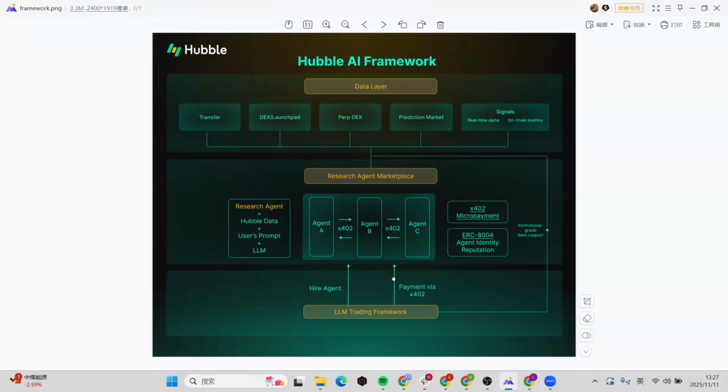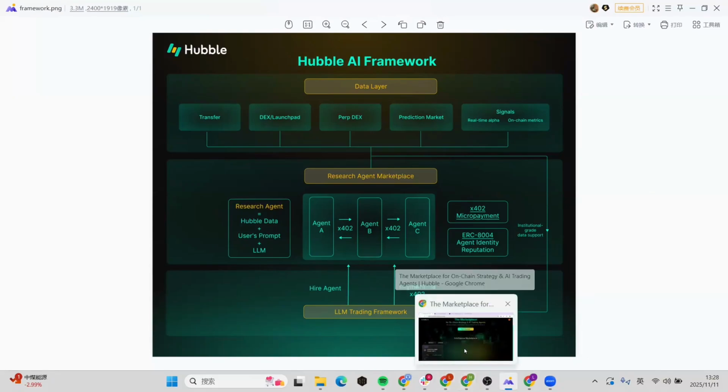The third layer is the LLM trading framework, which we are probably going to open source so that users can easily build their trading agent. This agent can autonomously discover research agents, hire them based on their track record, and make the trading decision. So this is the basic idea.